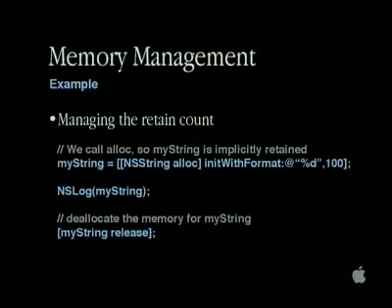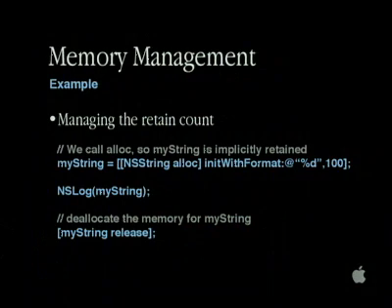Here's a few examples. In the first line, you can see that we nest a call to alloc with a call to init with format. The alloc call gives us a new instance in memory of an NSString object, which gets passed right along to init with format, which gives it some default values. Init with format returns the same new NSString object, which gets assigned to myString. So myString now has a retain count of 1. We then log out to standard out myString using the NSLog function. And finally, to avoid memory leaking myString, we send it the release message, deallocating the object.